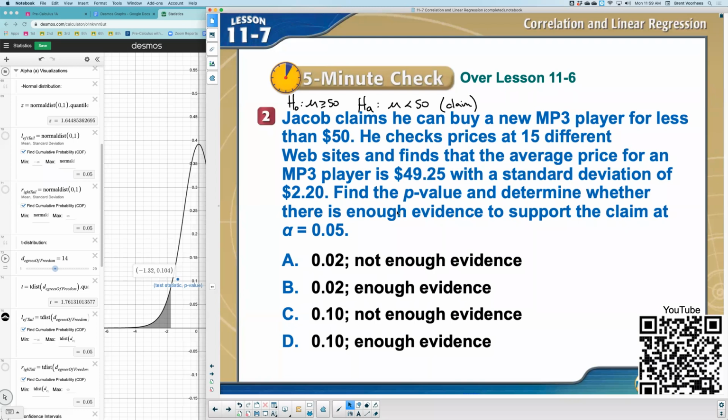And it says, is there enough evidence to support the claim? So since we're not rejecting, we fail to reject the null. I'm going to point this out. Since we're failing to reject the null, that means we do reject. There is enough evidence to reject the claim. Specifically, let me point at the claim. So we're going to say 0.10 and enough evidence to reject the claim.